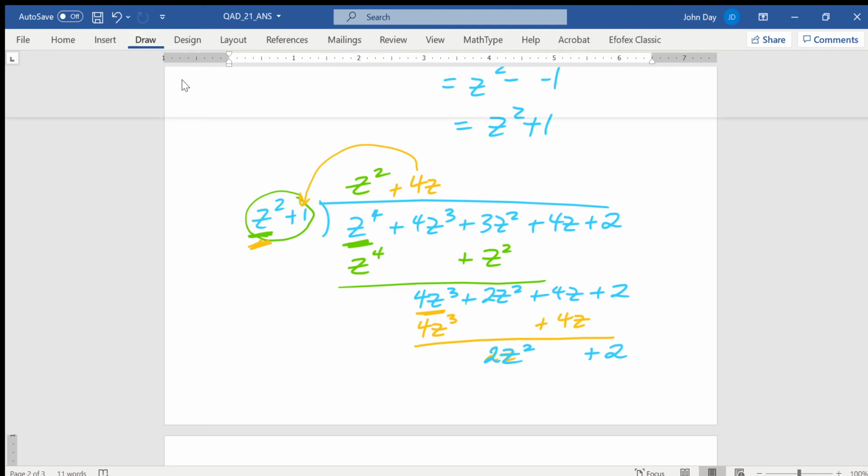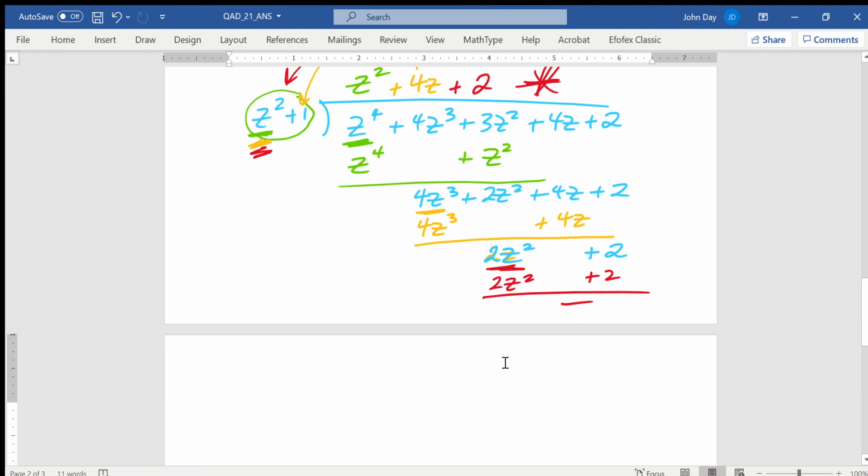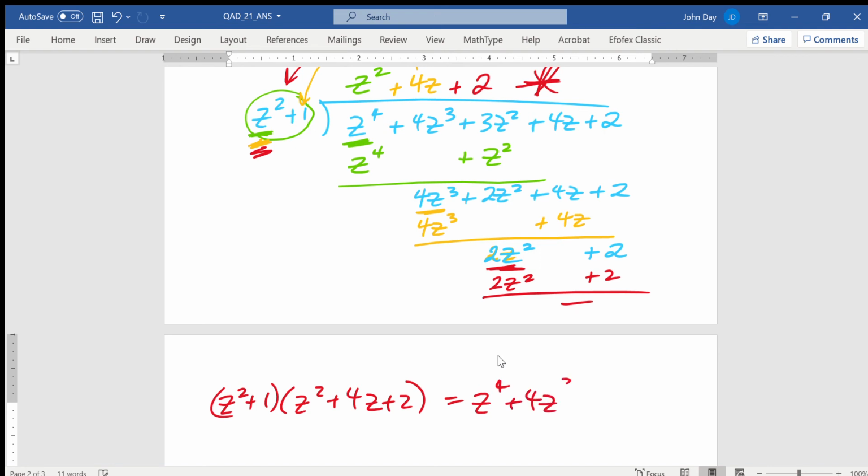And now finally, I want to get 2z squared out of the z squared. So I plus 2. But of course, that times is the whole of the green brackets, right? So I'll get 2z squared plus 2 times 1, and nothing left. So that z squared plus 4z plus 2 on the top there is a factor. In other words, z squared plus 1 times z squared plus 4z plus 2 is equal to this original polynomial.